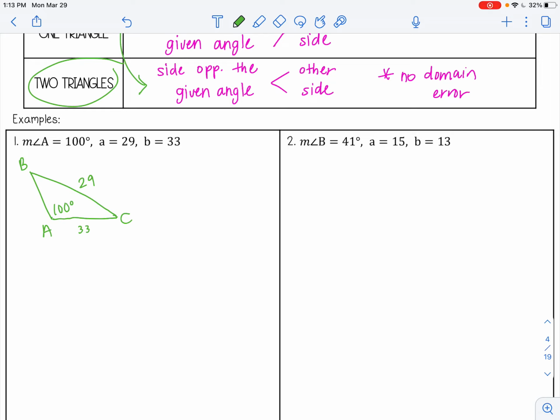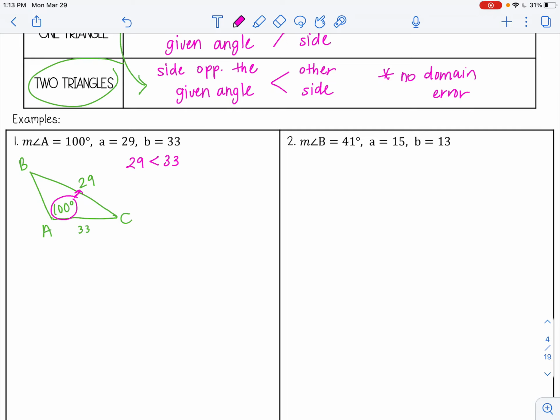So usually with the ambiguous case, it's going to ask you how many triangles can be formed, 1, 2, or 3. So in order to determine that, first we need to determine, is the side opposite the given angle less than or greater than the other side given. Here's my given angle, 100 degrees. Here's the side opposite of it, 29. 29 is less than the other side, 33, which means either no triangle can be formed using these, or two triangles can be formed using this angle and these side lengths.